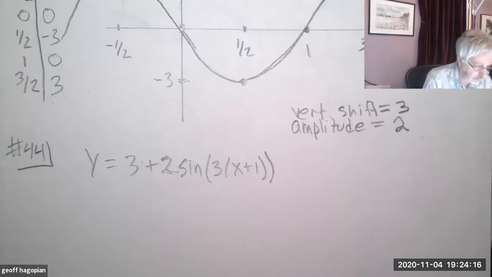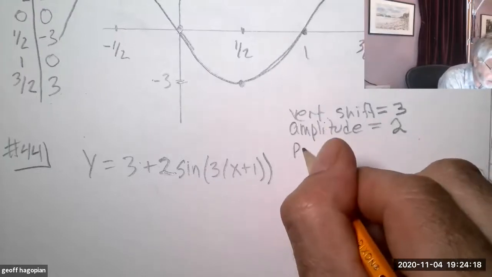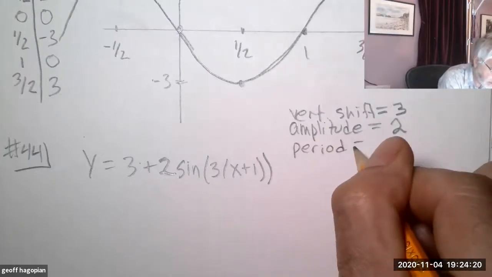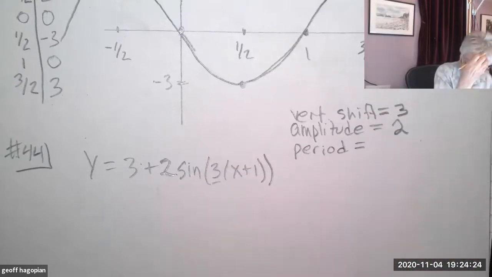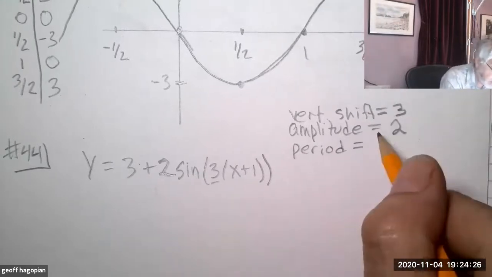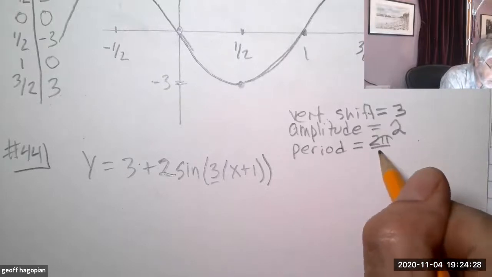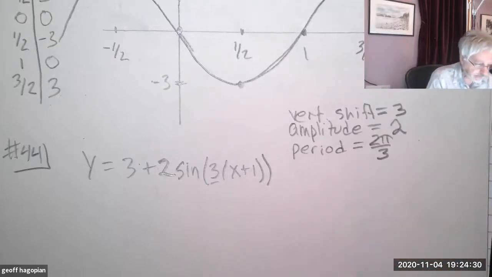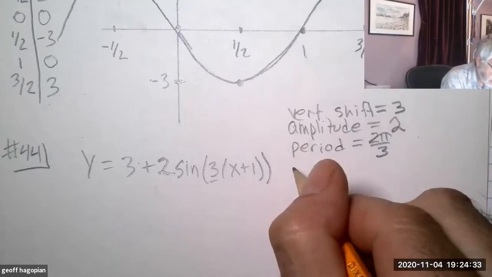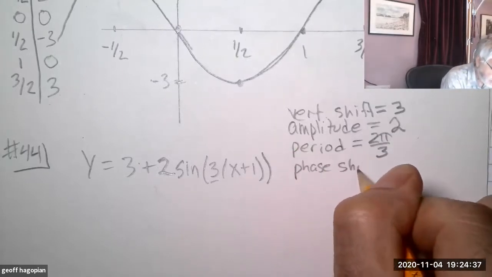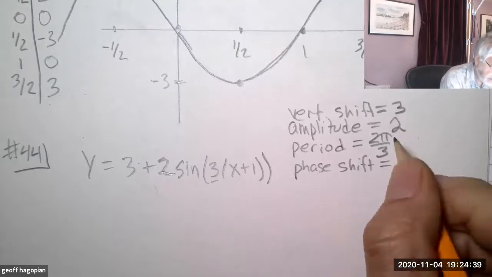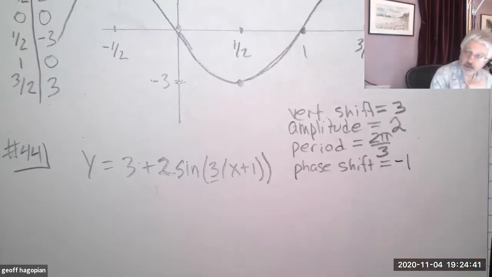And what's the period of oscillation? Well, 2 pi over 3, right? Just look at this number here. That's what's multiplying the input. So 2 pi over 3. And the phase shift, or the horizontal shift, is -1, 1 to the left, right?